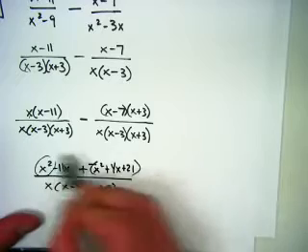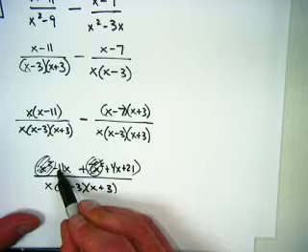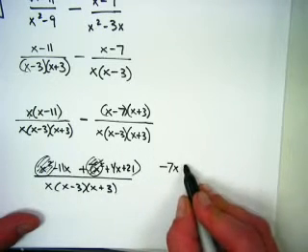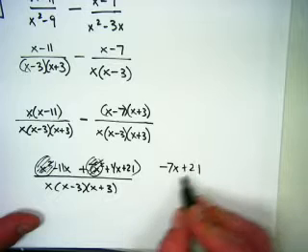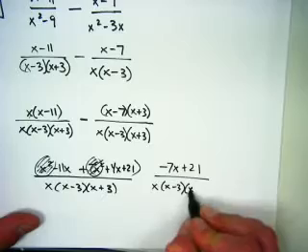So I have an x squared here and a negative x squared there. Those cancel out. I have negative 11x plus 4x. That's negative 7x plus 21. All over x times x minus 3, x plus 3.